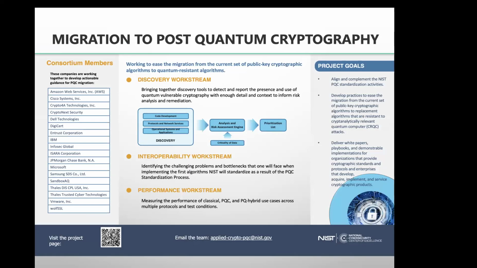The project is organized into a couple different work streams. One work stream is on discovery tools. One of the first steps in the migration is to try and figure out what cryptographic algorithms you are using that are vulnerable to quantum attacks. So in other words, where is the public key cryptography? And so that's one work stream. A second work stream is on interoperability, and the third is on performance.